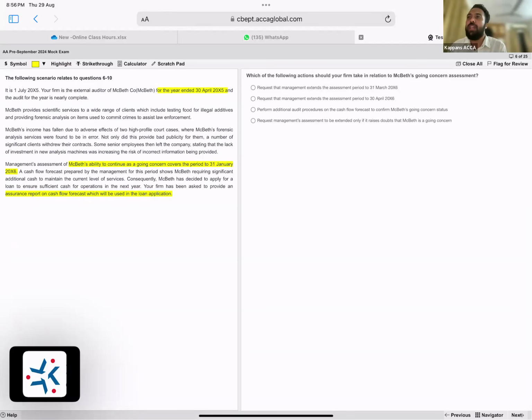Request that management extend the assessment period to 31st March X6. Request that management extend the assessment to 30th April X6. Yes. The year end is 30th April X5, so the going concern should be assessed for 12 months, that is till 30th April X6. Option B is the answer.